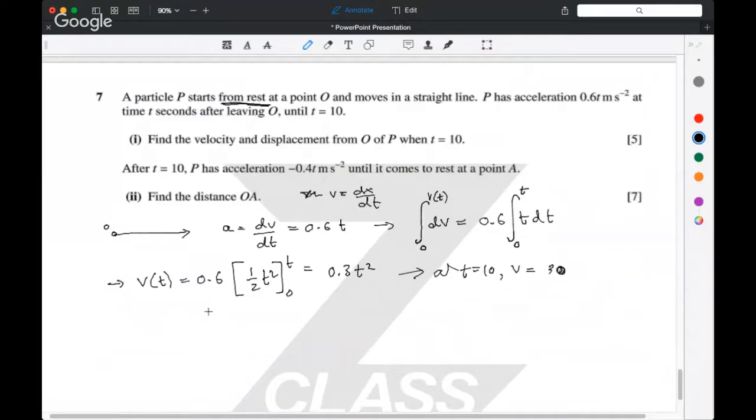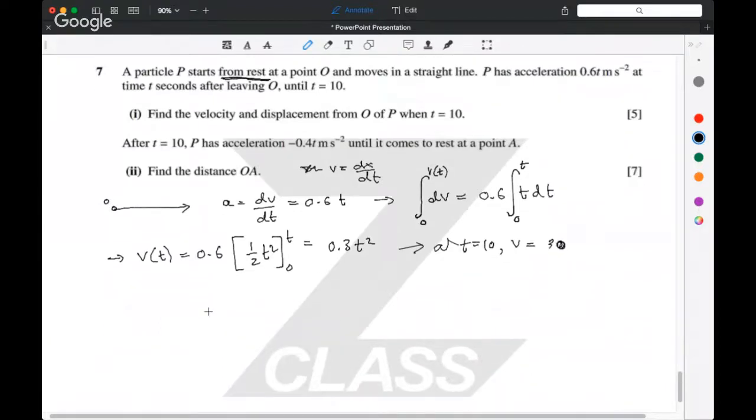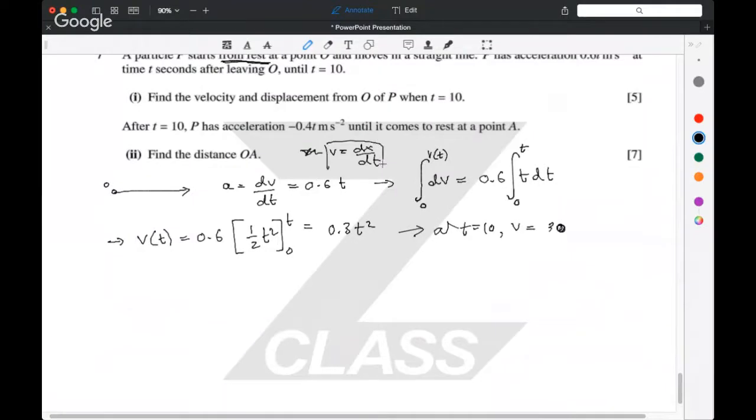And now I want to find the displacement. Well, now I use this v is equal to dx/dt. This is why I kept v general. So I have dx/dt is equal to 0.3t squared. I use separation of variables again. I get that the integral of dx is equal to 0.3 times the integral of t squared dt.